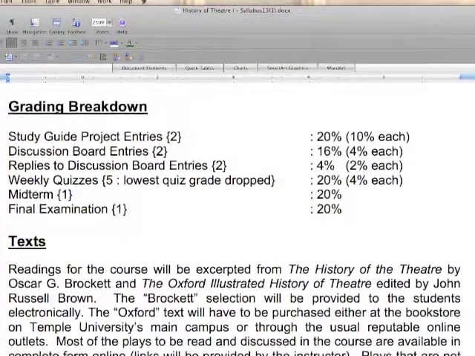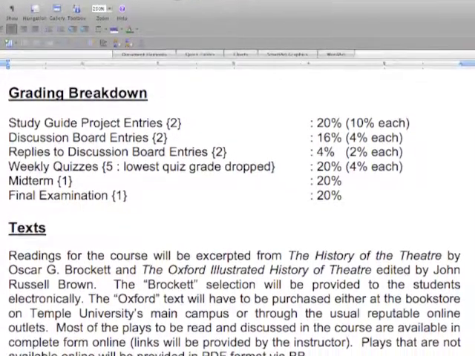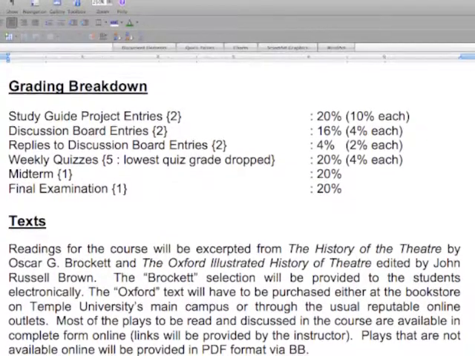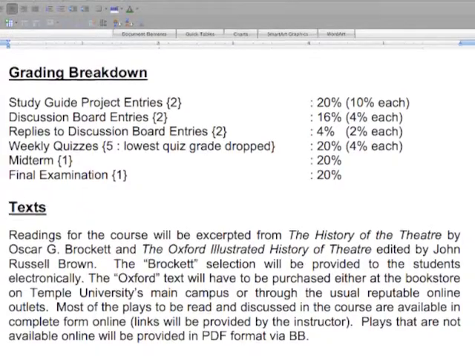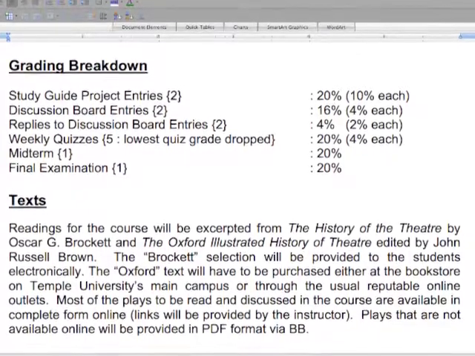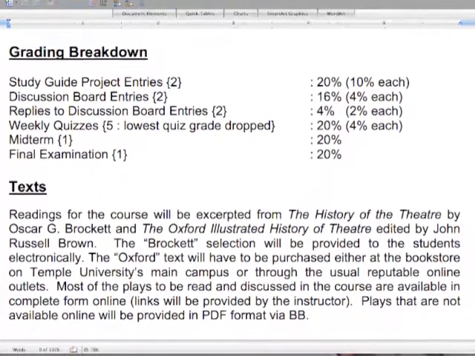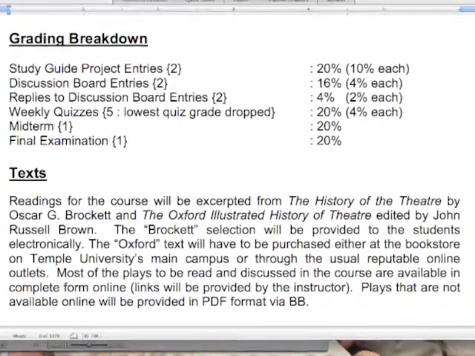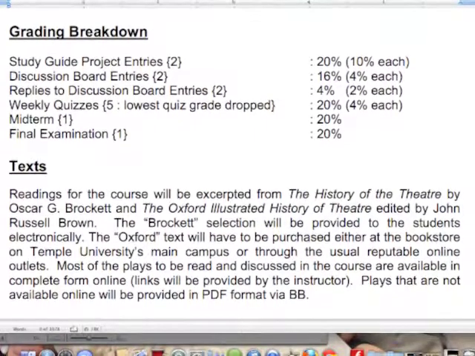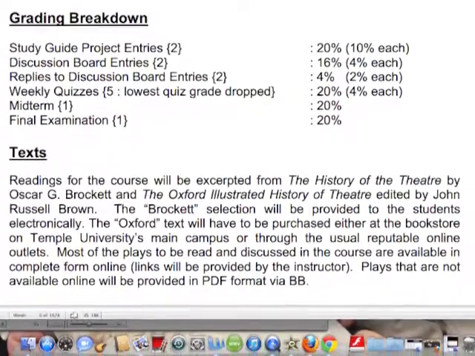Okay, let's look at the texts. Readings for our course are excerpted from the History of Theater by Oscar G. Brockett and the Oxford Illustrated History of Theater, which is edited by John Russell Brown. The Brockett selection will be provided to the students electronically. The Oxford text has to be purchased at either the bookstore on the university main campus or through the usual reputable online outlets. Most of the plays to be read and discussed in the course are available in complete form online. Links are provided by the instructor. Plays that are not available online are provided in PDF format via Blackboard.